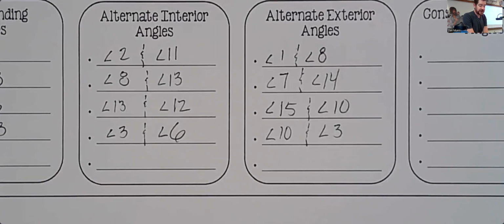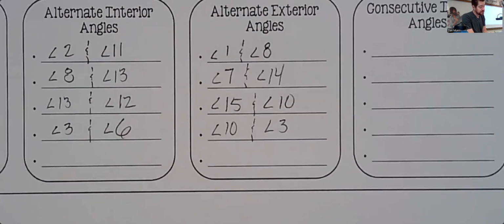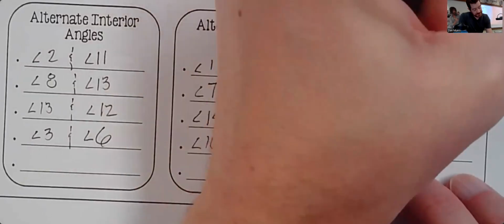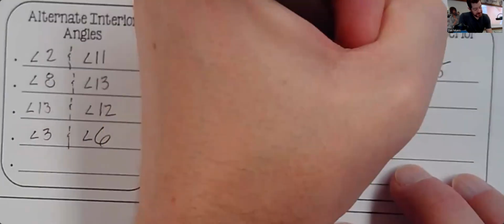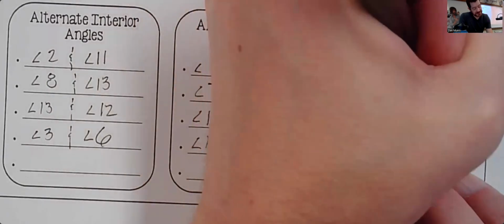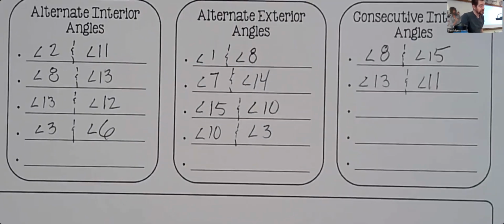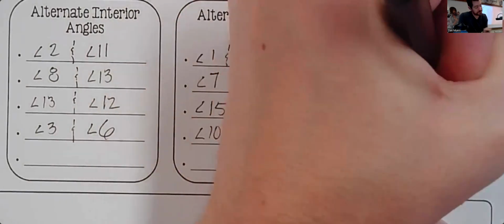All right, last one we need are consecutive or same side interior angles. 8 and 15. Okay, that would be from transversal M. So angle 8, angle 15. 13 and 11. That would be transversal K. By the way, it doesn't matter what order you put the angles in. You can do smaller and larger, larger and smaller. 2 and 9 from transversal L. 3 and 5 from transversal J. Cool.